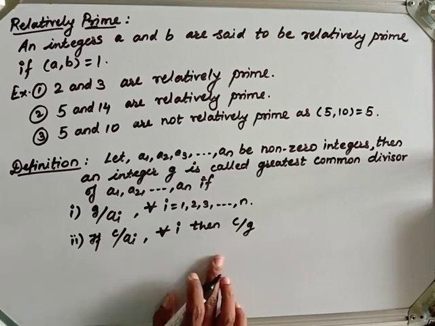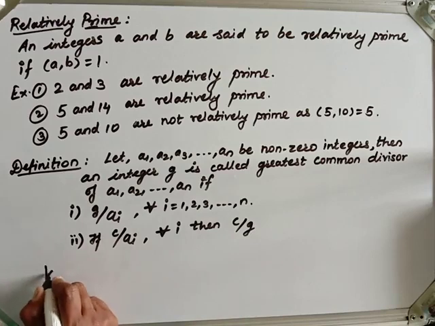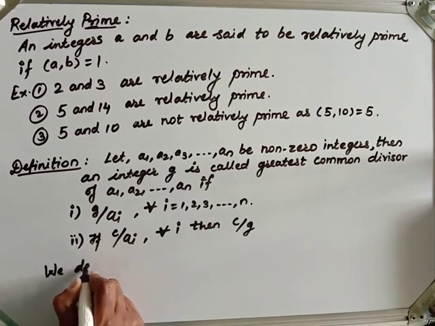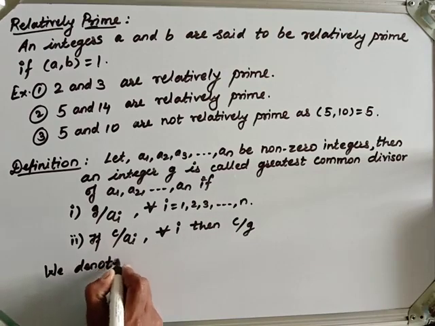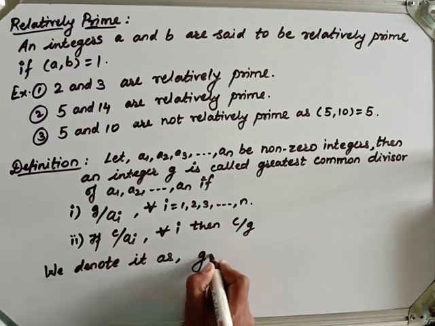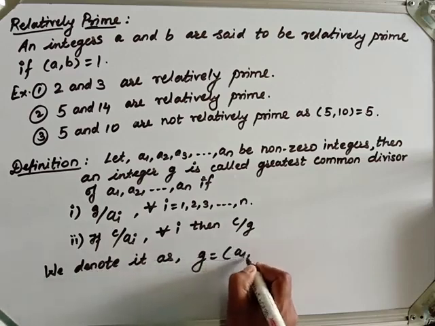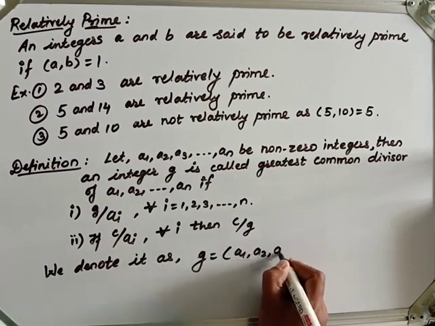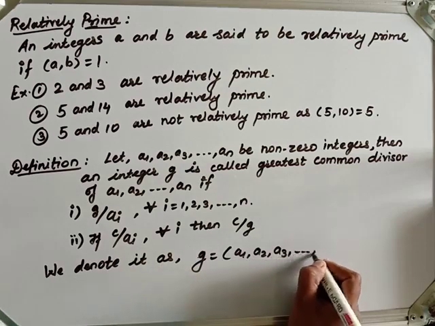Then and only then it will be the greatest common divisor, otherwise it is not. So how do we denote it? We denote it as G equal to the GCD of A1, A2, A3 and so on up to AN.